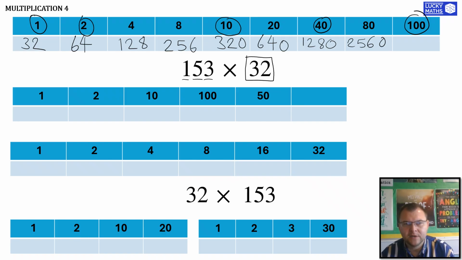So 10 lots of 32 is 320. 100 lots will be 3,200, because that is 10 times more than that. Okay, and so we'll cross out the ones we don't need.